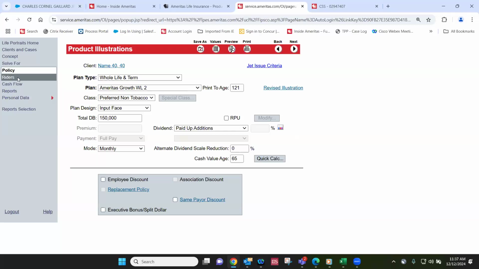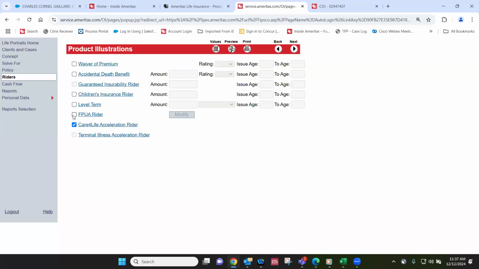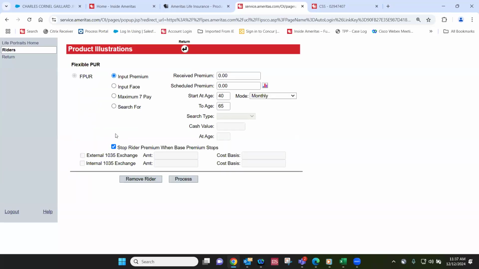So we're going to go into the riders. What we're going to do is select the FPUA rider. That is the flexible paid up rider. What that will do is allow, like I said, overfunding of the contract. Now, what I'm going to do to keep it a non-MEC, I'm going to use this little maximum 7-pay button. It will automatically calculate how much paid up additions I can additionally put into this contract without it becoming a MEC. So same idea that we did with the IUL. We want to make sure we're keeping it a non-MEC.